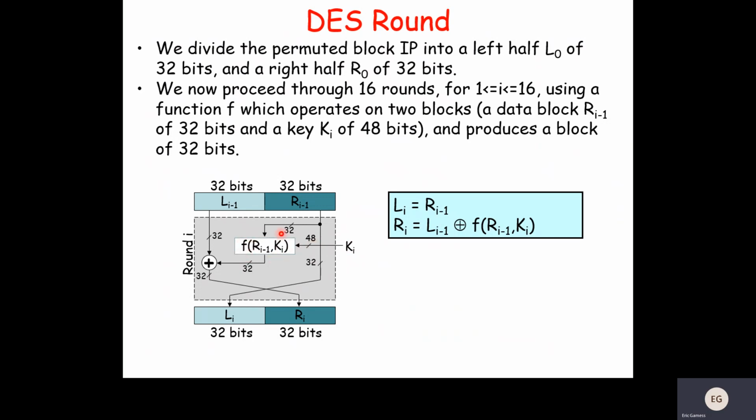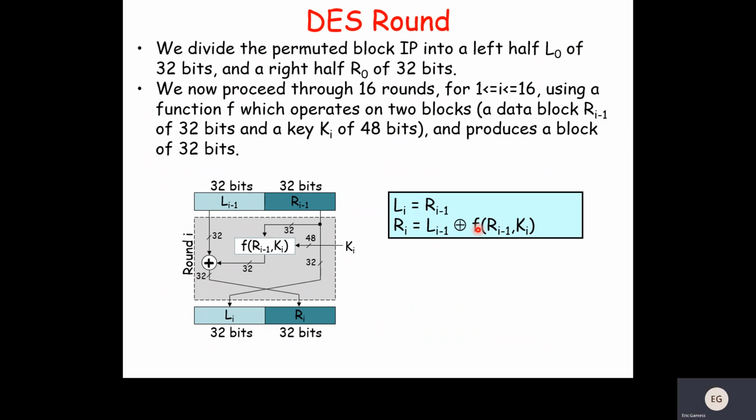So this function will do 4 operations, as we will see, and will generate a result which is 32 bits long. We will XOR this result with the left 32 bits of the previous round to get the right 32 bits that are going to enter the next round. So I need to explain what this f is. This f will do 4 operations, as we will see.